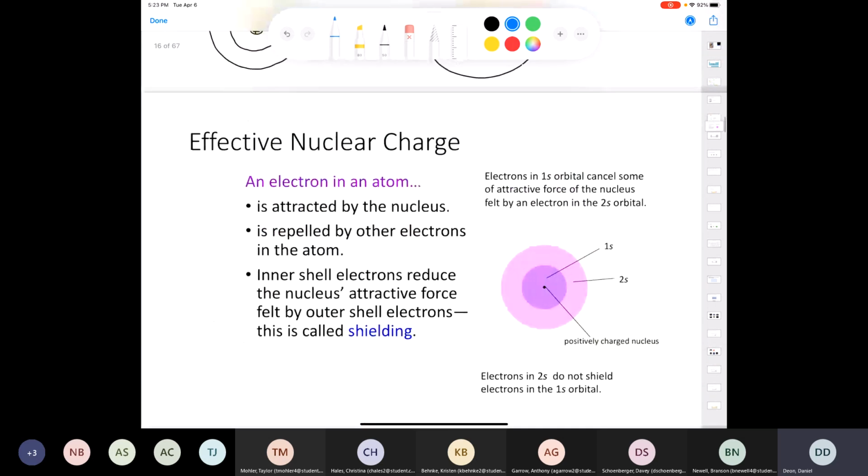Okay, so effective nuclear charge. I have a few more slides, I think, about effective nuclear charge. Okay, put another way, you've got an electron in an atom. It's got an attraction to the nucleus, but it's going to be repelled by other electrons. And so those inner electrons, those core electrons, are going to reduce the attractive force of the nucleus, and we call that shielding.